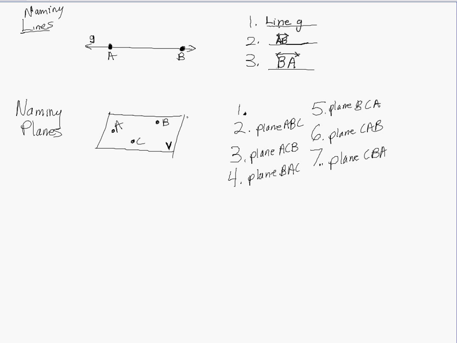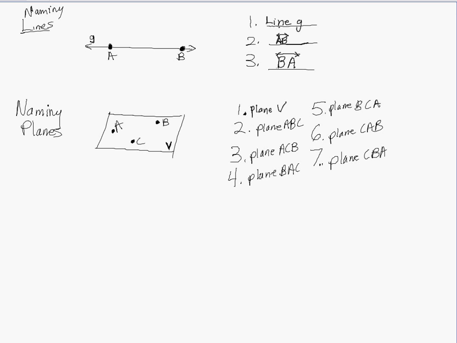So, next, naming planes, okay? So here's a flat surface, and notice that A, B, and C have dots next to them, okay? And if you remember in your definition, planes have to be named by 3 points. Well, this letter V right here does not have a point next to it, but it's on this plane. So that means that this letter V is attached to the plane. So for number 1, I can write plane V. Okay?